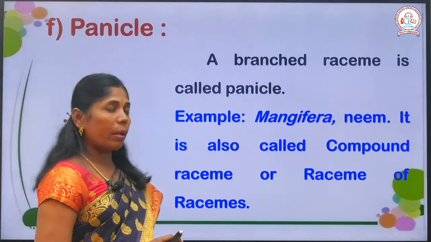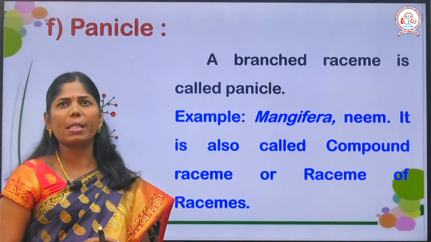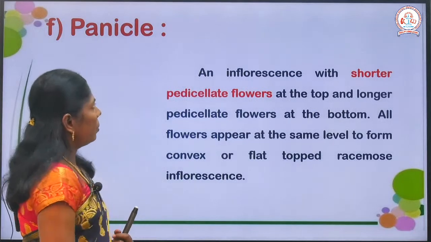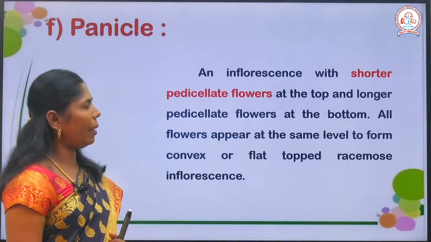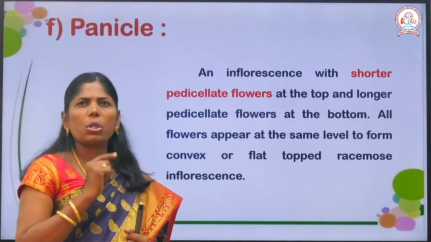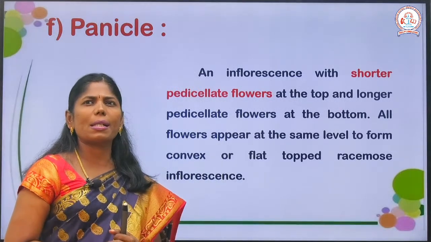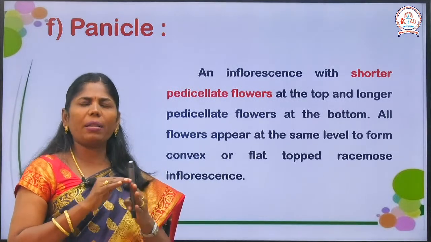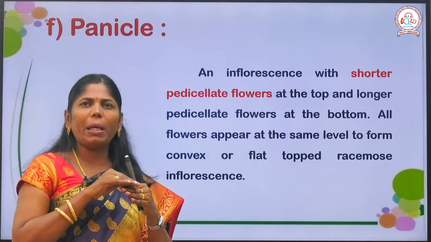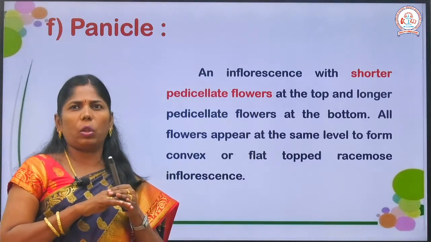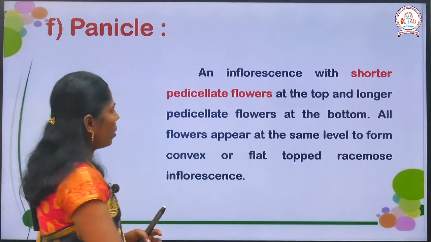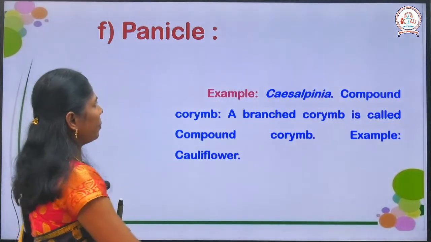This is otherwise called a raceme of raceme. Can you give an example for the raceme of raceme? That is Mangifera and neem. So what are the characters of the panicle? Panicles have shorter pedicellate flowers. Actually the pedicels are very short. Sometimes the flowers appear at the same level to form a convex or flat-topped shape. If they maintain the same level, they maintain a convex shape, and sometimes a flat-topped racemose inflorescence is present. The main character of the panicle is pedicellate flowers that are more or less equal in size.